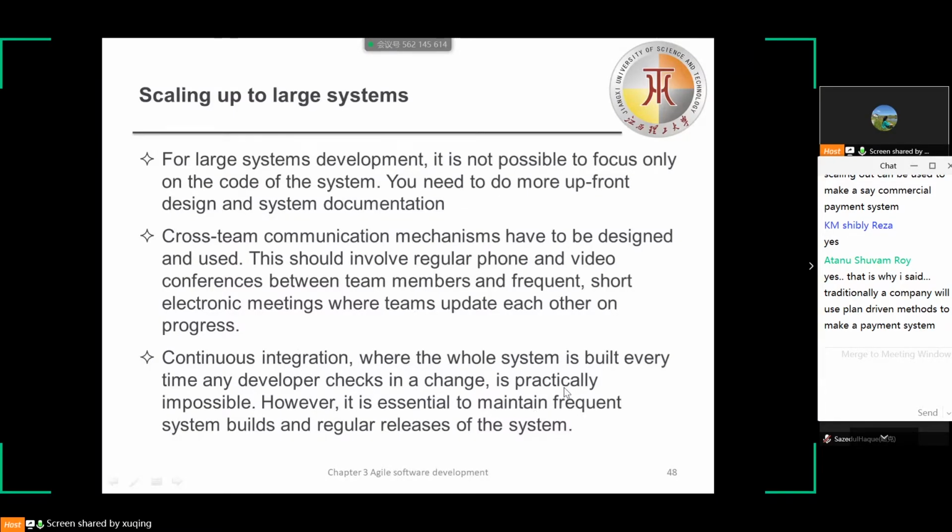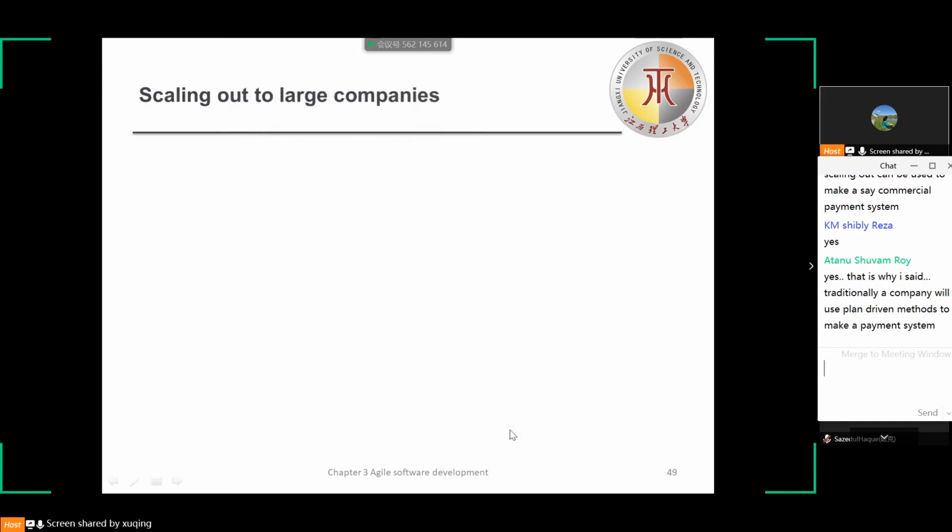This integration is practically impossible. However, it is essential to maintain frequent system builds and regular releases of the system. We see that for large systems, usually we need several separate programs. We need to integrate these different parts of programs to create the system. And this may mean that new configuration management tools that support multi-team software development have to be introduced for large systems. It is difficult.